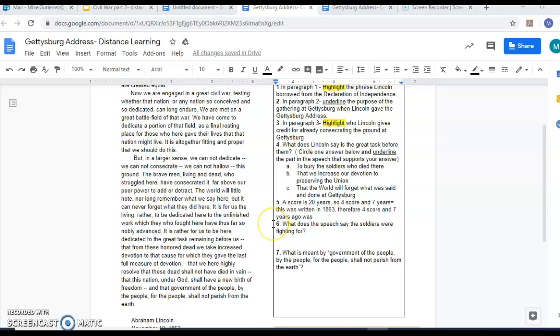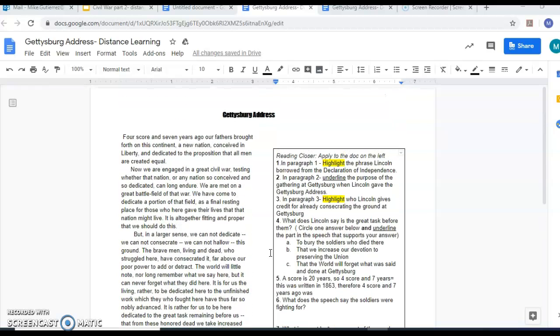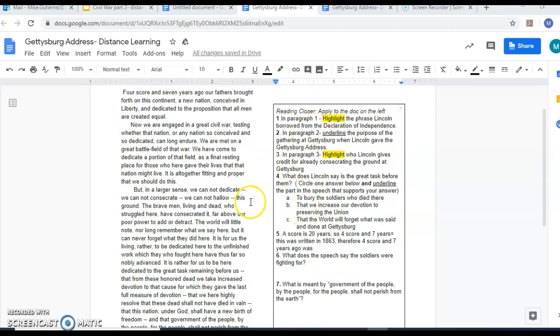Number 6, what does the speech say the soldiers were fighting for? And finally, number 7, what is meant by government of the people, by the people, for the people, shall not perish from the earth? So again, you're just reading the document and you're annotating and answering these questions. If you have any confusions, always feel free to just send me a message and I'll help you out.